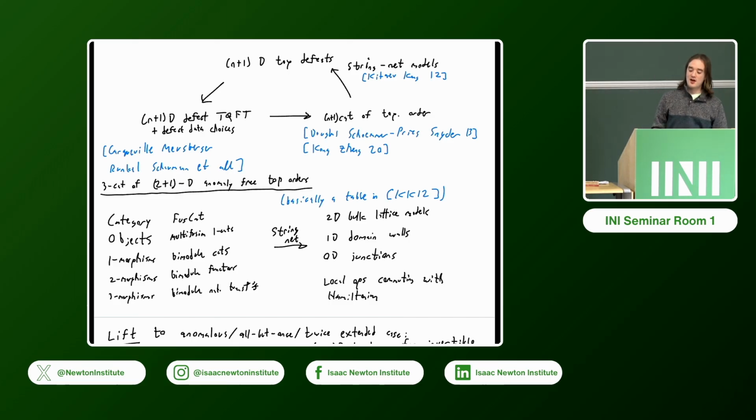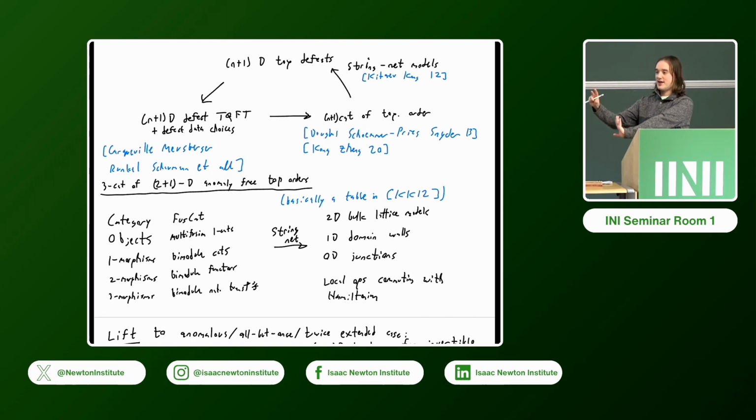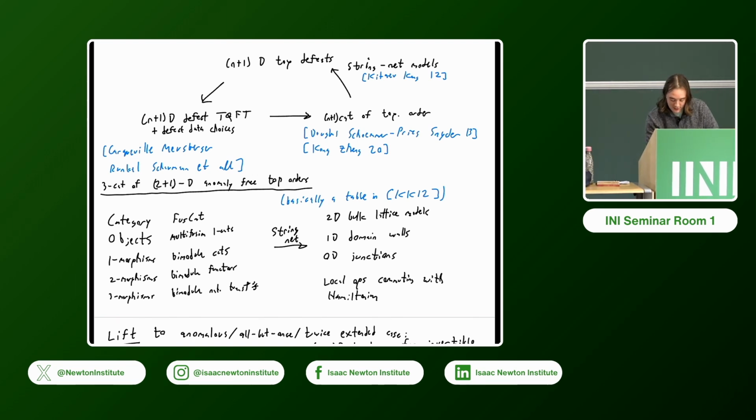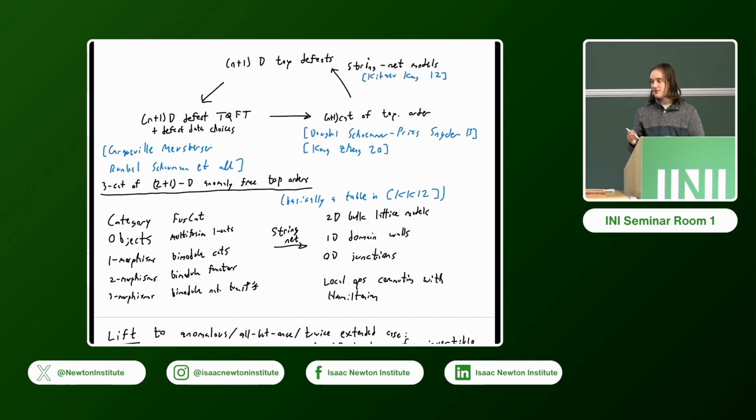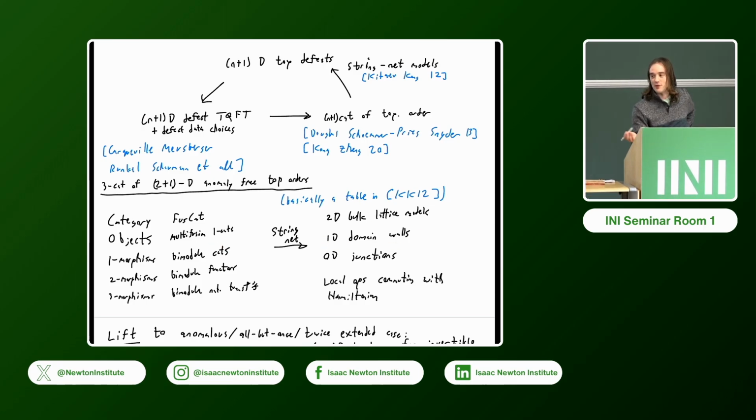So objects in here are multi-fusion 1 categories, and I just sketched for you how I can build from one of those a StringNet 2D bulk lattice model, codimension 0 thing. Don't worry about multi. 1 morphisms are bimodule categories, which tell me how to build these codimension 1 defects or domain walls that we just saw examples of. 2 morphisms, bimodule functors, which tell me how to build those 0D junctions. And 3 morphisms are bimodule natural transformations, which tell me what the local operators commuting with the Hamiltonian in a local area in one of these defect networks will be.